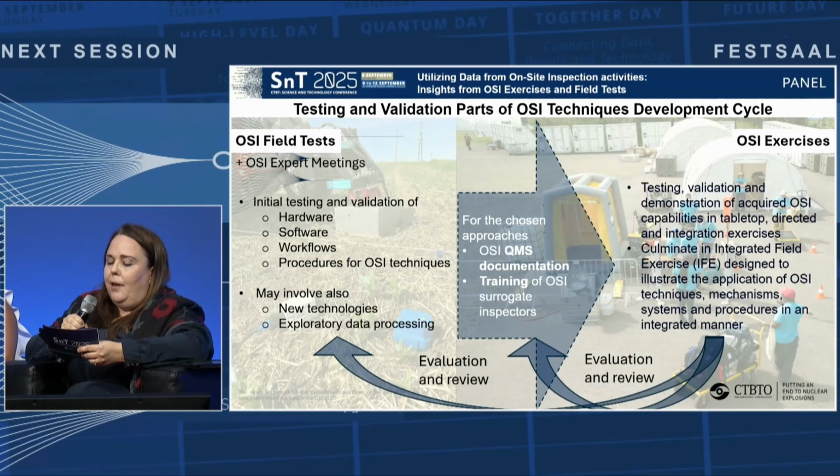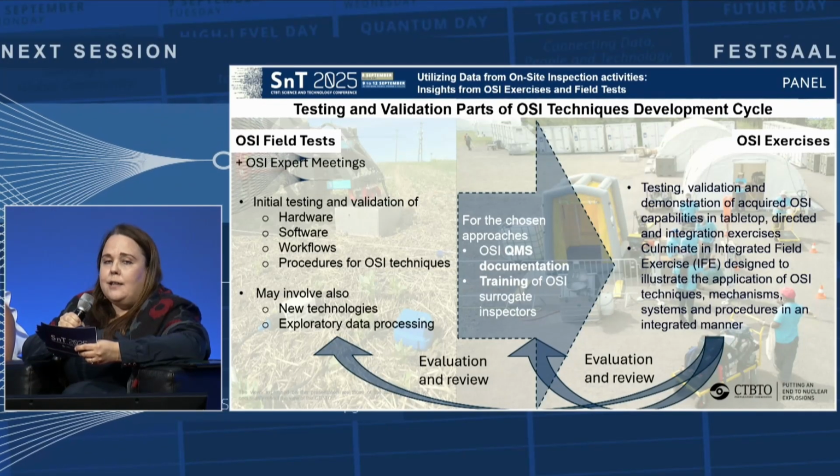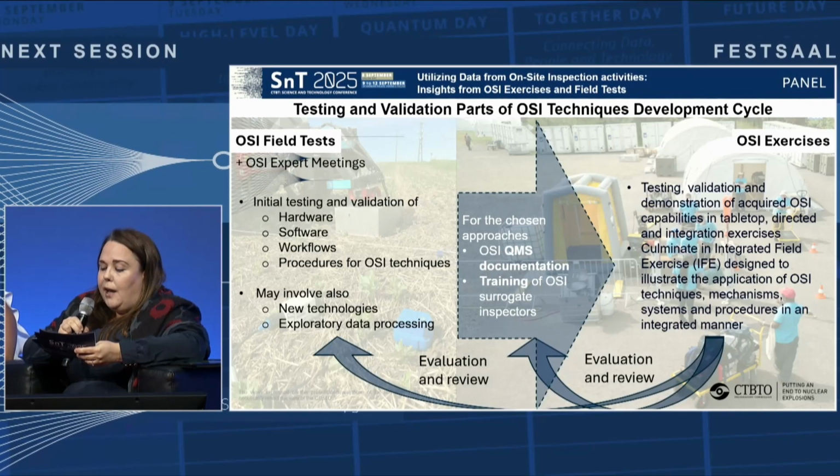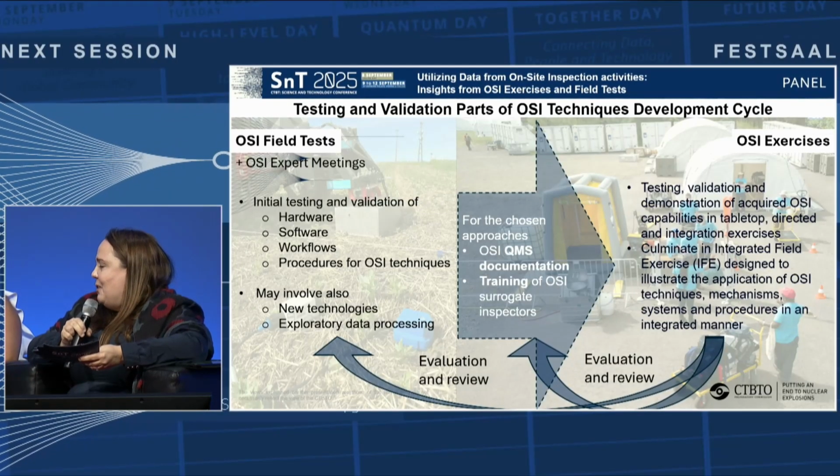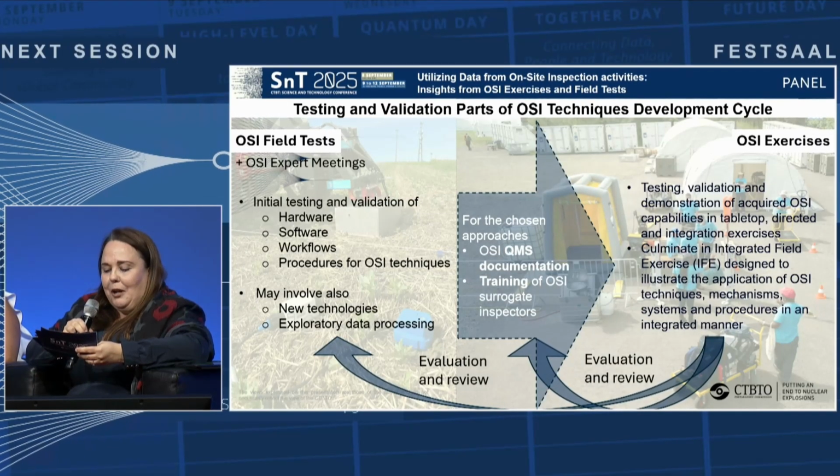In the next step, some approaches will be filtered and chosen to be pipelined as the official on-site inspection approaches. And for those approaches, on-site inspection quality management system documentation, including, for example, standard operating procedures and work instructions, will be prepared to document the workflows and procedures. And then our OSI surrogate inspectors will be trained on these, to apply these techniques. And actually, most of us here today are OSI surrogate inspectors.